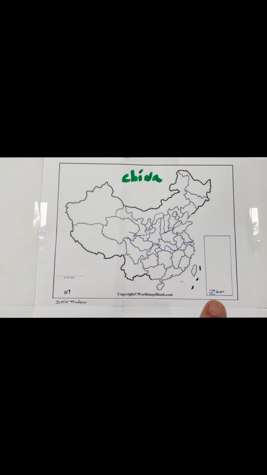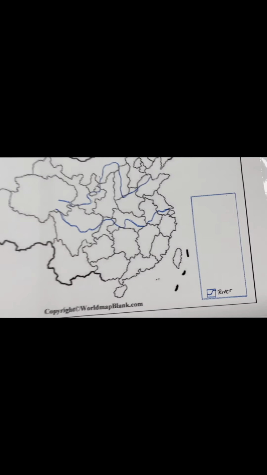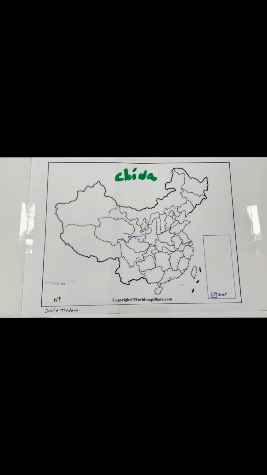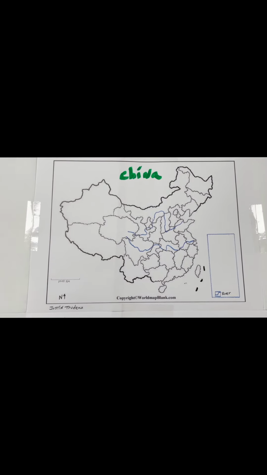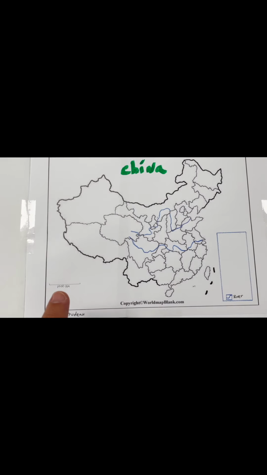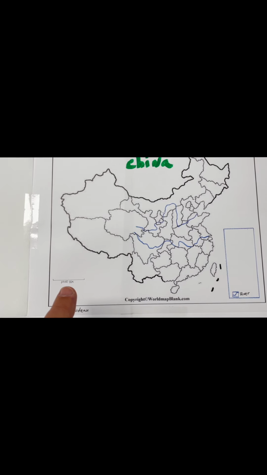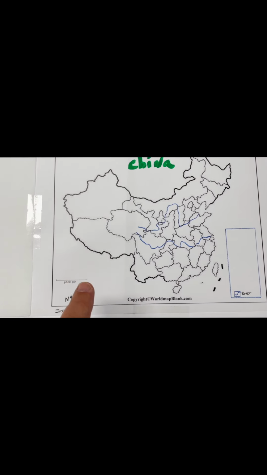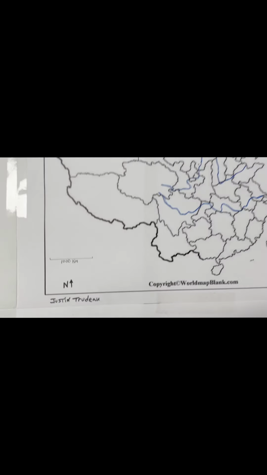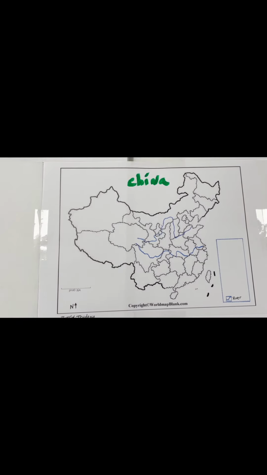L for legend, put that in, and you can also put a little box to show the rivers, what that is. T for title, I put that in, and S for scale. This is 3.5 centimeters is 1,000 kilometers. And then finally, I put my name. So that's the first thing to do.